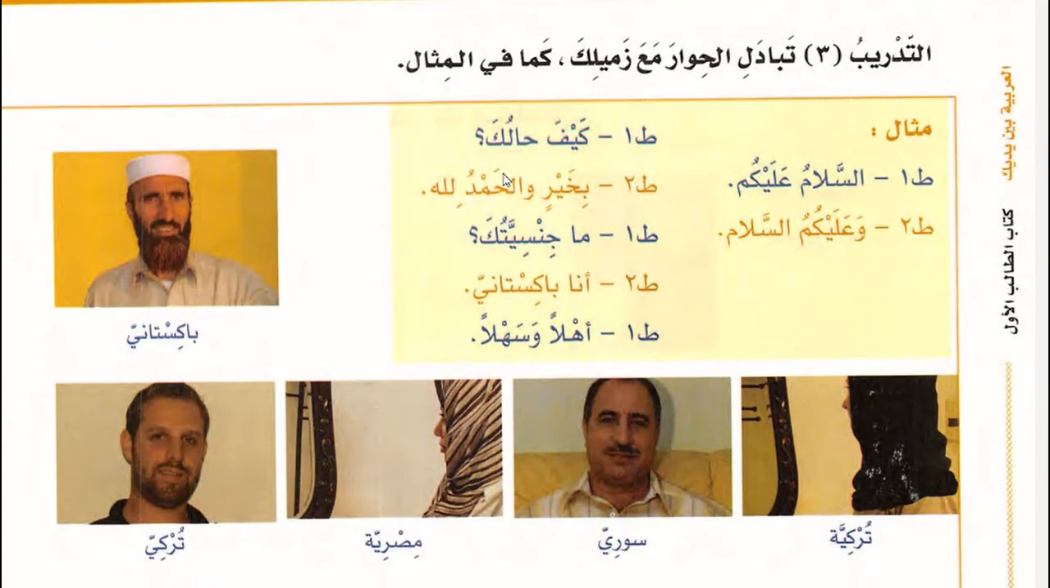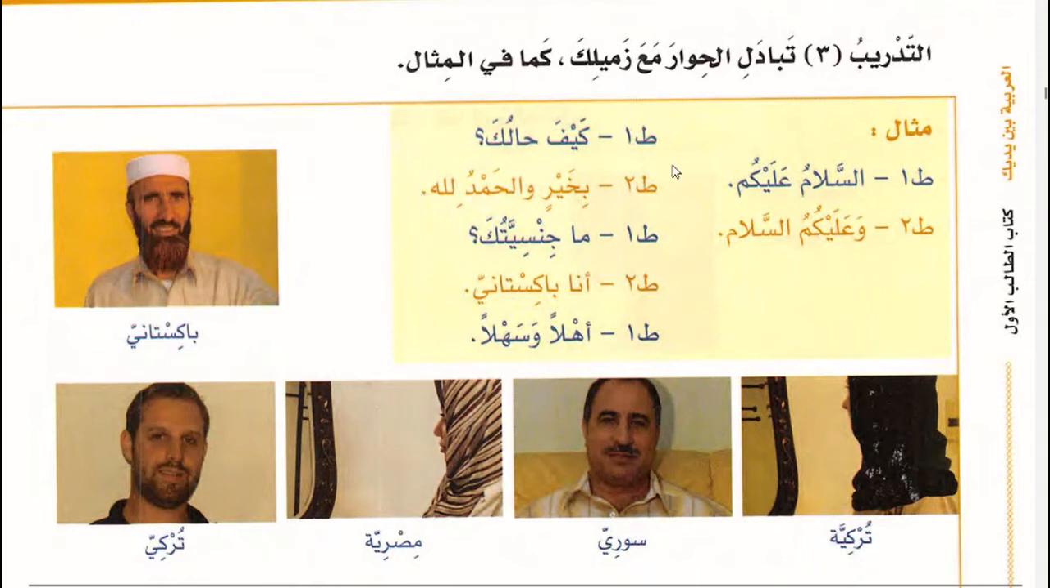At the Tadribu Salis, the third exercise, again we have a similar dialogue that you need to practice. So let's suppose you are meeting this man. The first thing that you will say to him is Assalamu alaikum, which means peace be upon you. Basically, you are greeting him. He will reply the same, Wa alaikum assalam, and peace be upon you too. Then you will ask him about his condition. So you will say to him, Kaifa haluka, how are you?